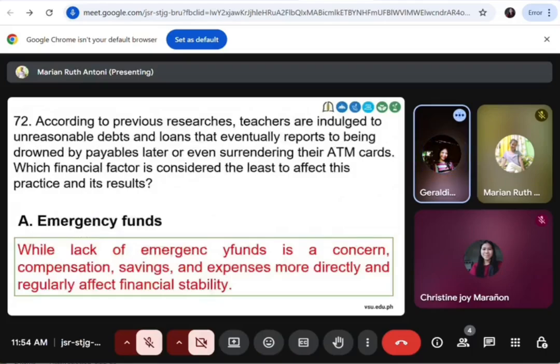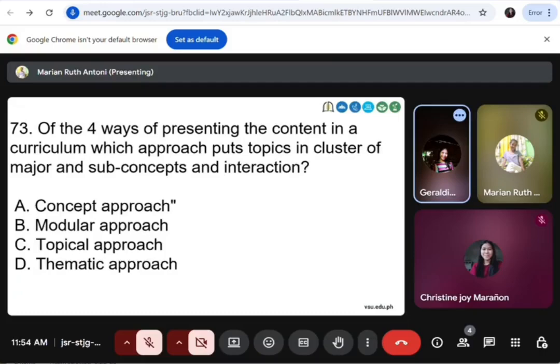item 73. Of the four ways of presenting the content in the curriculum, which approach puts topics in clusters of major and sub-concepts and interactions? A. Concept approach. B. Modular approach. C. Topical approach. Or letter D. Thematic approach.